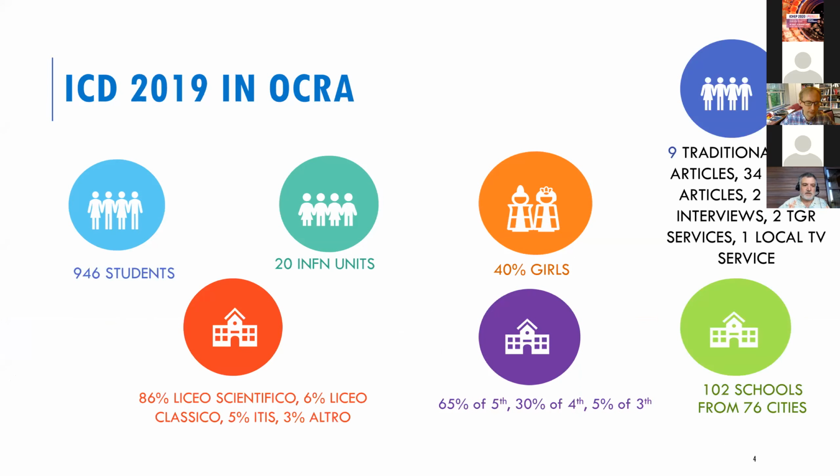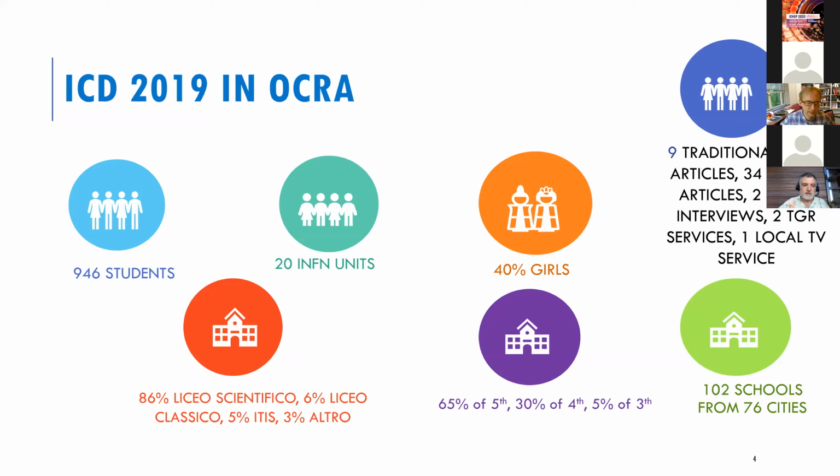Now, in this slide, you can find some statistics about the participation in the day. 14% of the approximately 1,000 participants were girls, most of them coming from scientific high schools, but also from classical high schools and technical institutes, with an age between 16 and 18, classes from 3rd to 5th. They came from 102 schools in 76 cities all over Italy.